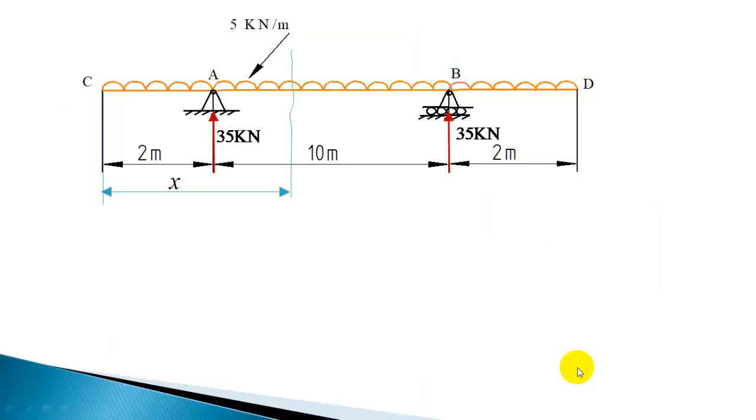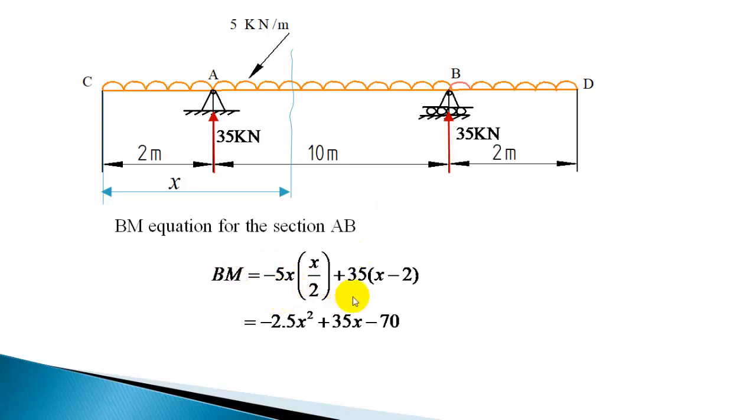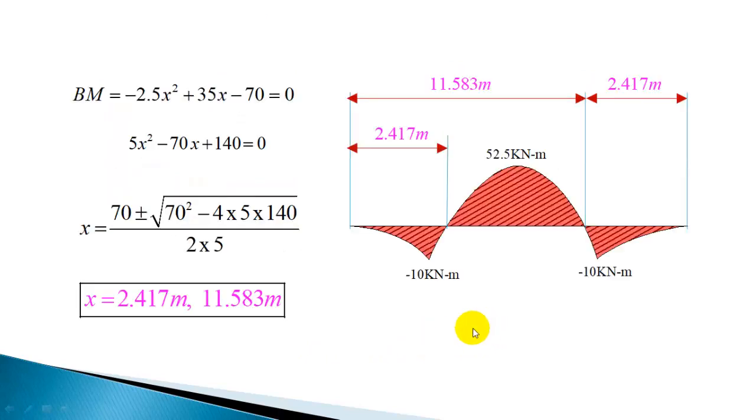So let us do that. So we have to write down the bending moment equation for the section AB. We have written that bending moment equation. Okay, it's already shown in the previous slide. We have already written it to calculate the maximum bending moment in that section. The same equation can be used to locate the point of contraflexure. Okay. Now this equation is the bending moment equation. Bending moment equation is minus 2.5 x square plus 35x minus 70. So that you can equate to 0 to locate these points.